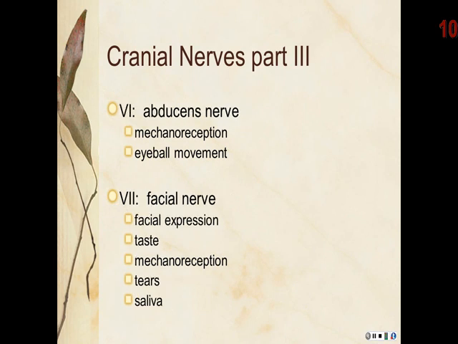Cranial Nerve 6 is the abducens nerve. It is involved with eyeball movement and mechanoreception as well. Cranial Nerve 7 is the facial nerve. This will carry motor messages to most of the face. This includes facial expression, tears, and saliva production. It will have a sensory role in mechanoreception and taste. This is going to actually be the taste sensation to the anterior two-thirds of the tongue.